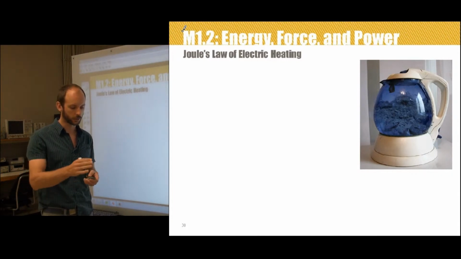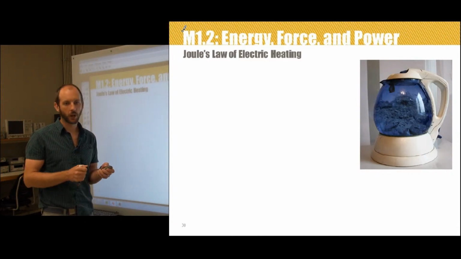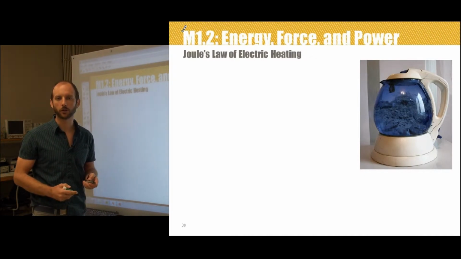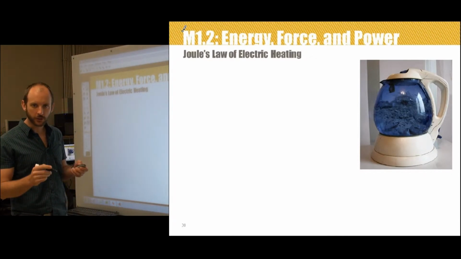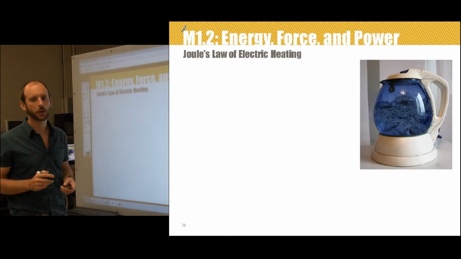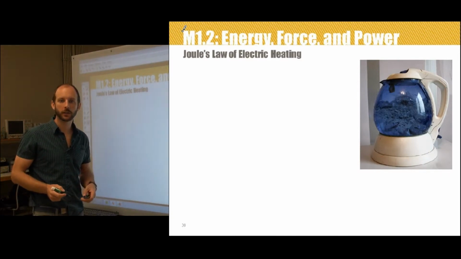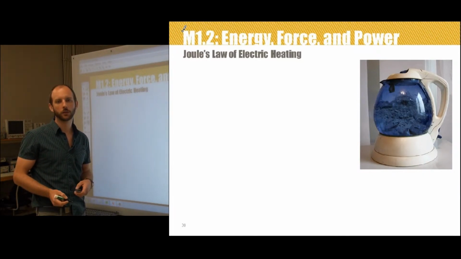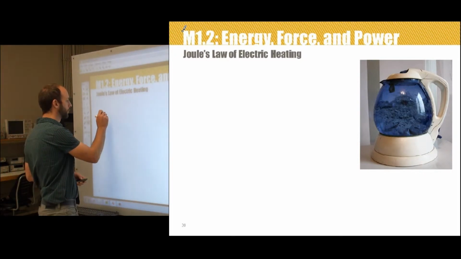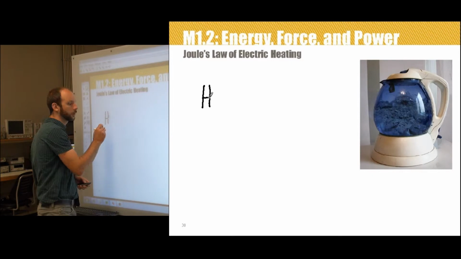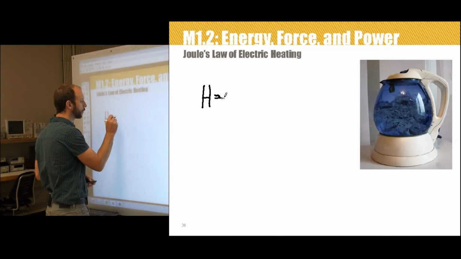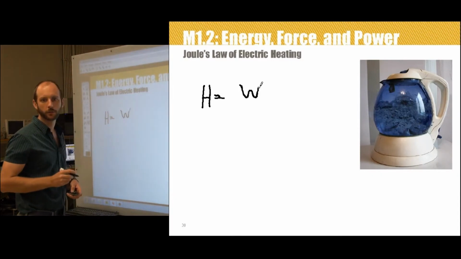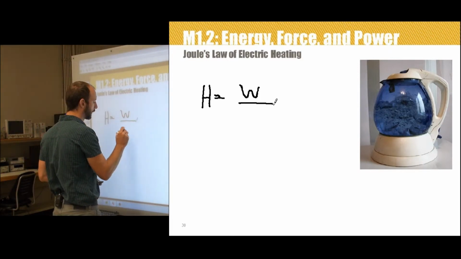So we've got these electrons electromagnetically coming into contact with other molecules and charge carriers, and the friction between these collisions produces heat. We can calculate the amount of heat produced by a current carrying wire by using Joule's law, named again after James Joule, for electric heating. The amount of heat produced by Joule's law, H, the heat, is equal to the work done by the system divided by the mechanical equivalent of heat.